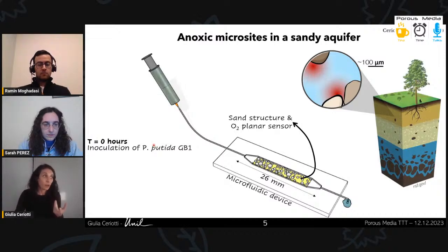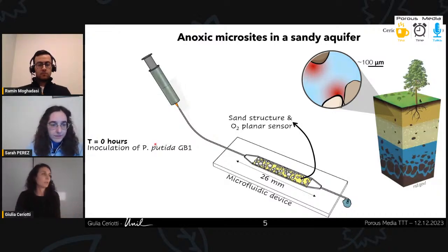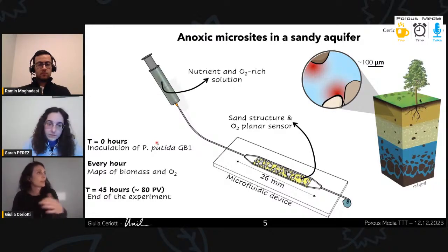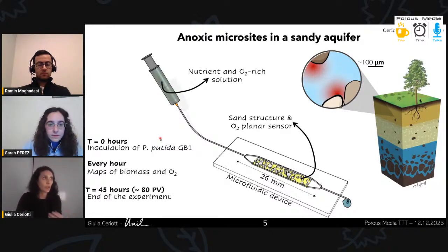This strain is aerobic, and it will be my model strain in this experiment. Then the syringe is filled up with a nutrient solution and an oxygen-rich solution. So I'm continuously providing my bacteria with nutrients and oxygen.